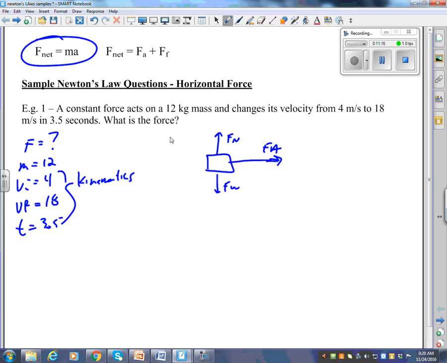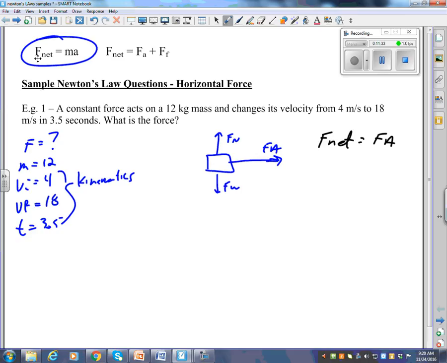So this means that our net force, our total force, is really equal to our applied force, right? My net force is my applied force, because the other two just balance out. F net is equal to F A. So I'm going to find F net, and that's going to be my applied force.